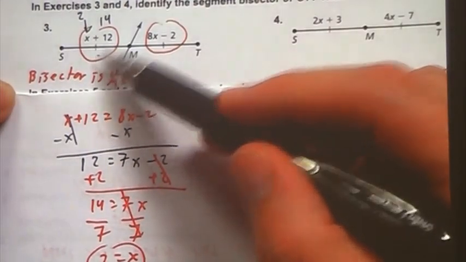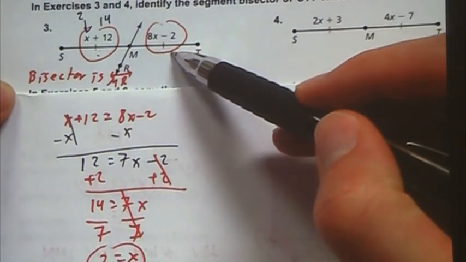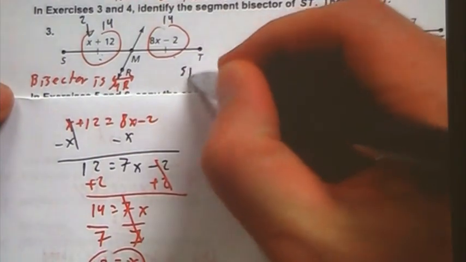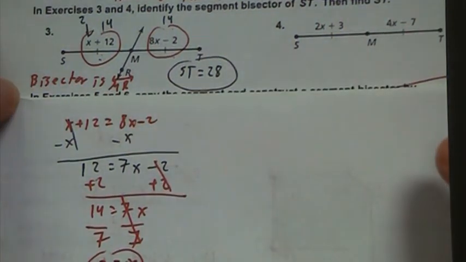Not quite. 14 is a half, but if this guy's 14, how big is this guy? Also 14. We don't even need to substitute our 2 in there and solve that little piece, because we know the two halves have to be equal. And ST is going to be your whole segment, which is 14 plus 14. That would be 28. Boom, done.